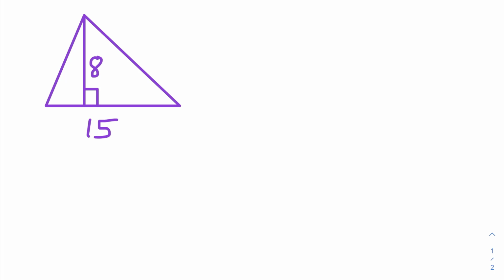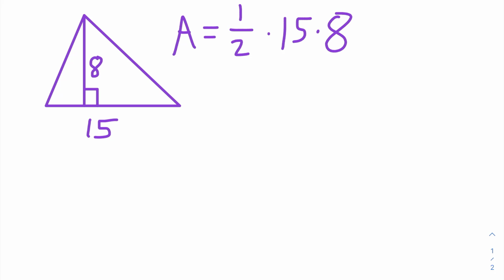We all know how to find the area of a triangle if we're given its base and its height. So for example, in this triangle, we have base 15 and height 8. So the area of this triangle will be 1/2 times its base times its height. 15 times 8 is 120, and if we multiply that by 1/2, we get 60.